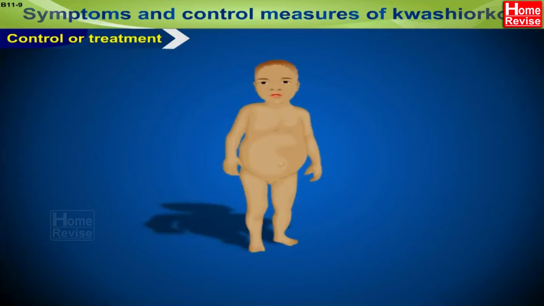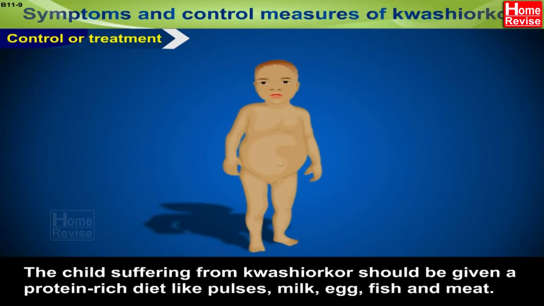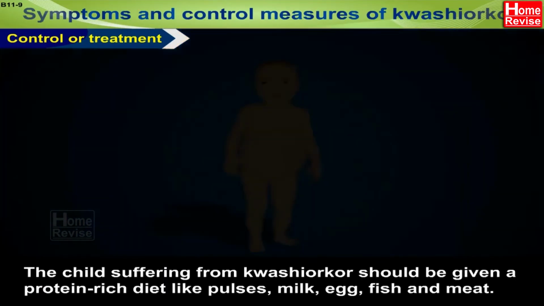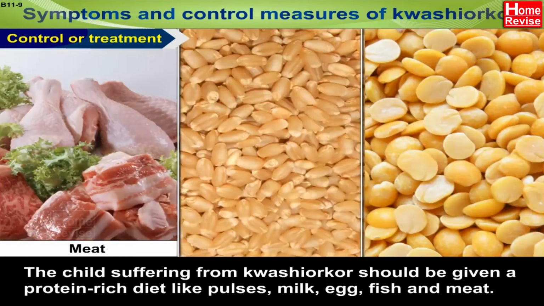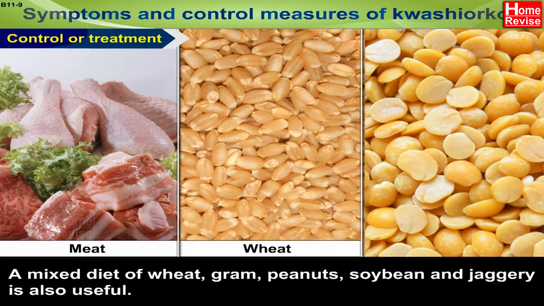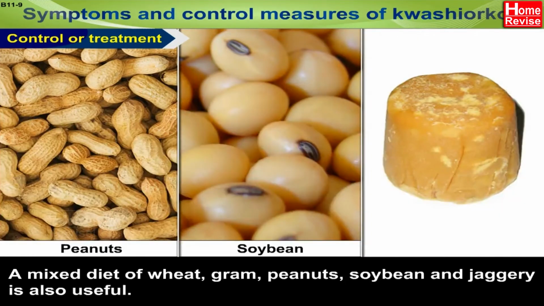Control or treatment. The child suffering from Kwashiorkor should be given a protein-rich diet like pulses, milk, egg, fish, and meat. A mixed diet of wheat, gram, peanuts, soybean, and jaggery is also useful. Marasmus.